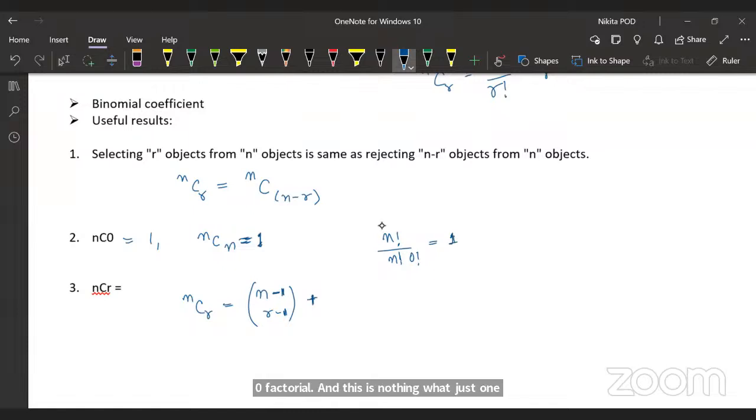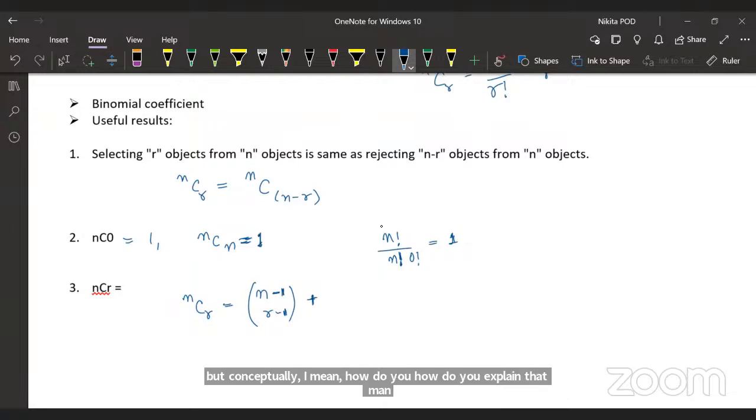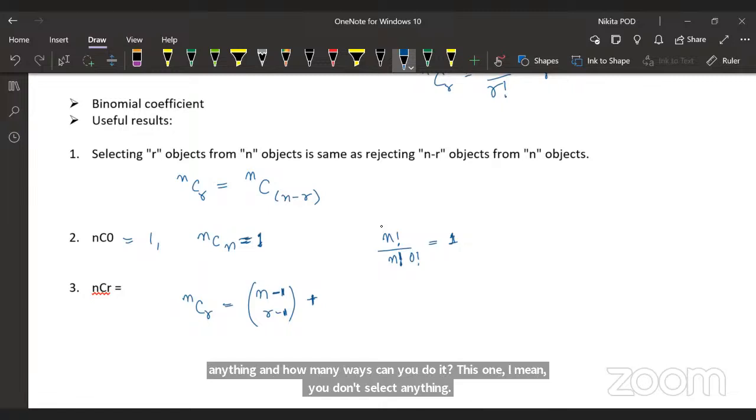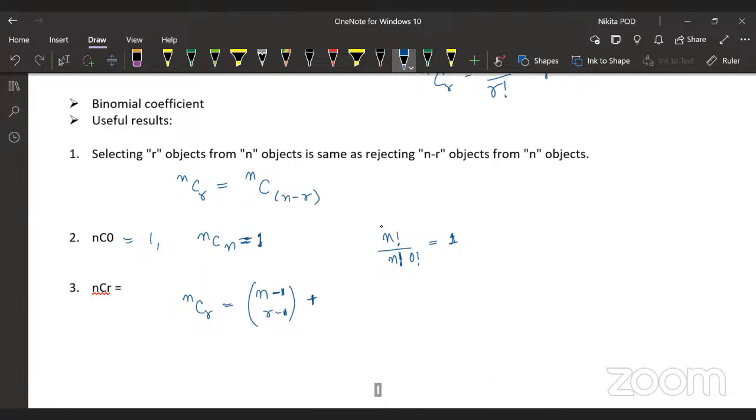No, but conceptually, how do we explain that, ma'am? Conceptually, it's like you have n objects. Let's say you have 10 objects and you don't want to select anything. How many ways can you do it? Just one. You don't select anything. I mean, selecting no objects, you have only one possibility, right? You don't select anything.